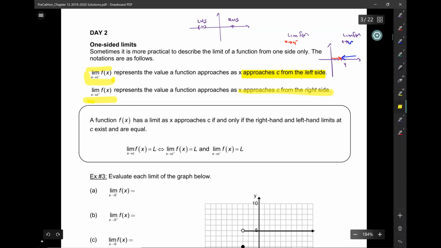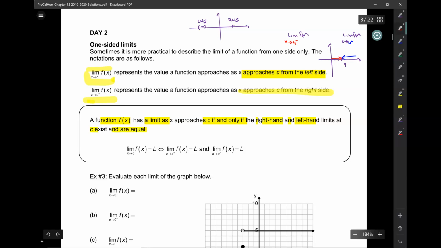Now, here's the definition of a limit. A function has a limit as x approaches c if and only if, and this is the important part, the right-hand side and the left-hand side limits at c exist and they are equal.